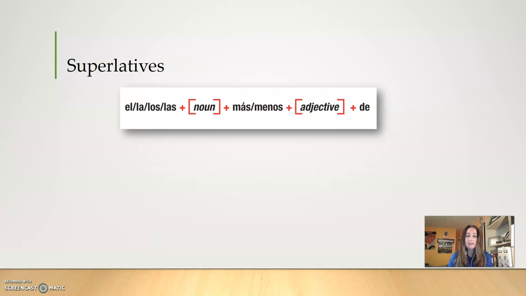Definite article, el, la, los, or las, followed by the noun that we're describing, followed by más o menos, most or least, followed by the adjective that we're comparing, and if we're going to include the larger group that they are the most or the least of, then we would use de after that.